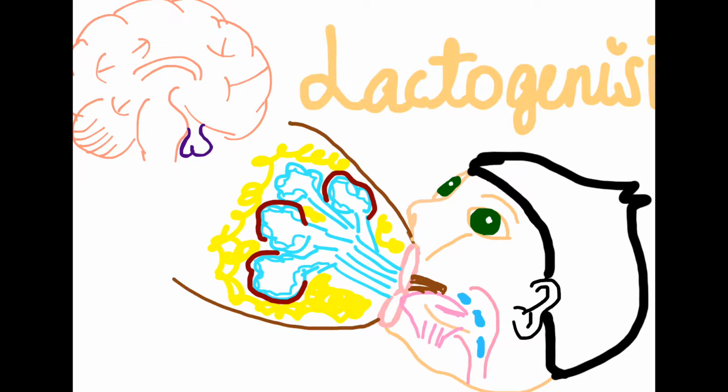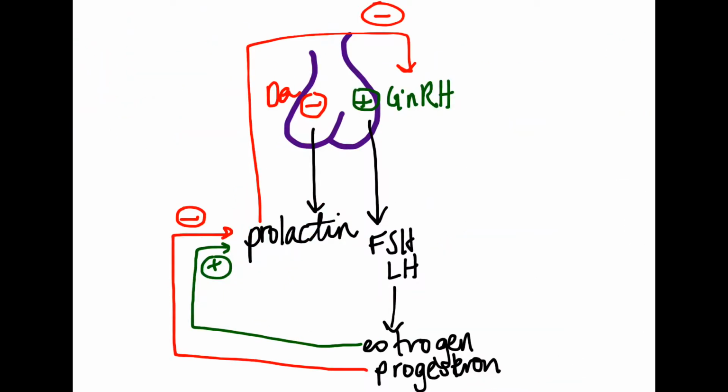Here we have the prolactin axis along with the estrogen, progesterone, FSH, LH axis. Now we need to focus on just prolactin. Prolactin is produced by the anterior pituitary right here. Prolactin is produced by the anterior pituitary, and we know that prolactin causes breast milk production, or lactogenesis.